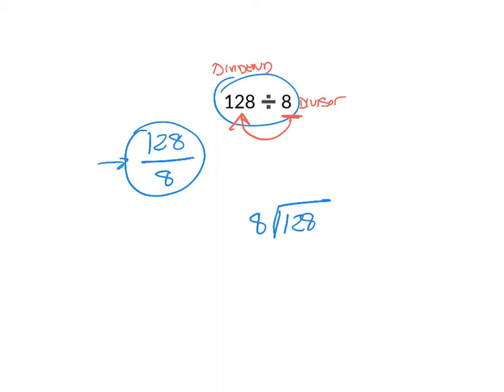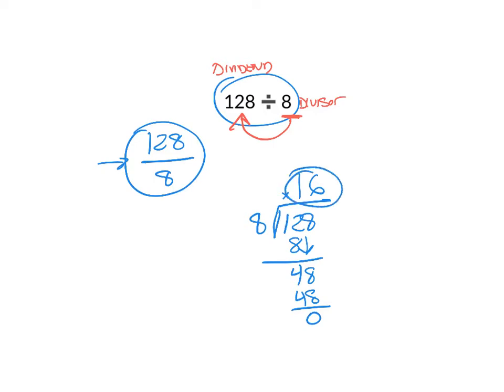So if I do this, I go 128 divided by 8. And then, does 8 go into 1? No. So I just put a little x there. Does 8 go into 12? Yes. 8 times 1 is 8. 12 minus 8 is 4. I drop the 8 down. 48. How many times does 8 go into 48? 6. 6 times 8 is 48. Nothing left. So my answer is 16.